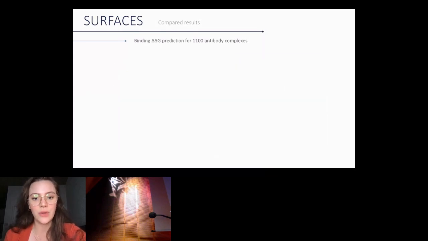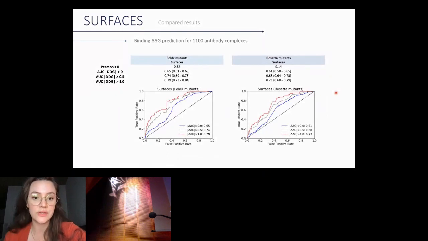And if you guys can see here the results for SURFACES, we performed the mutants the same way they performed their mutants, because SURFACES does not perform the mutants. And in order for us to have comparable structures, we had to perform the mutants the same way.